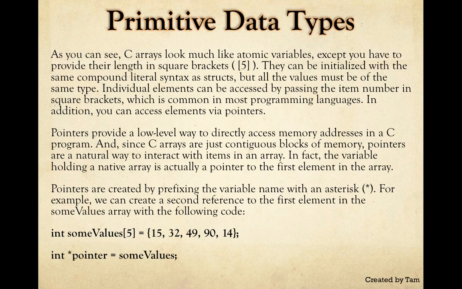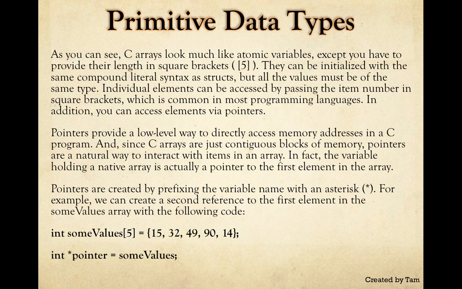As you can see, C arrays look much like atomic variables, except you have to provide their length in square brackets. They can be initialized with the same compound literal syntax as structs, but all the values must be of the same type. Individual elements can be accessed by passing the item number in square brackets, which is common in most programming languages. In addition, you can access elements via pointers.